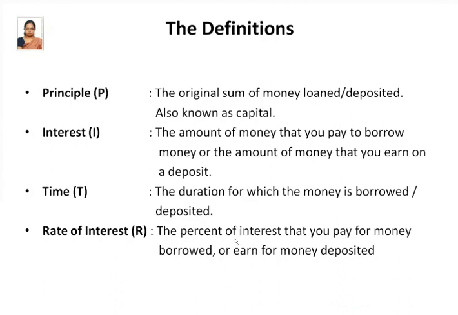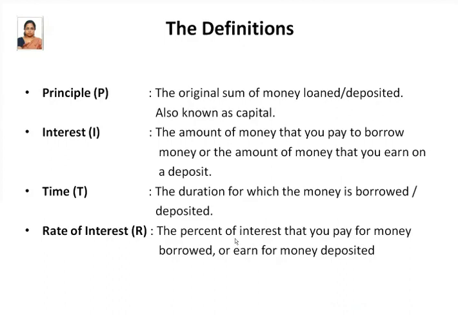Interest. Interest is the money which you are going to get by depositing money in the bank or by lending money to someone. That is what interest is. Or when you borrow money, you're going to pay some interest for that. So the amount of money that you pay to borrow money or the amount of money that you earn on a deposit. Time, T. The duration for which the money is borrowed. So there's a duration for which you are going to do this investment. Rate of interest, R. That is the percent of interest that you pay for money borrowed.